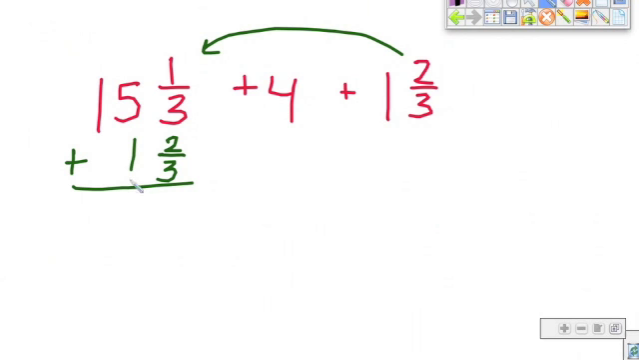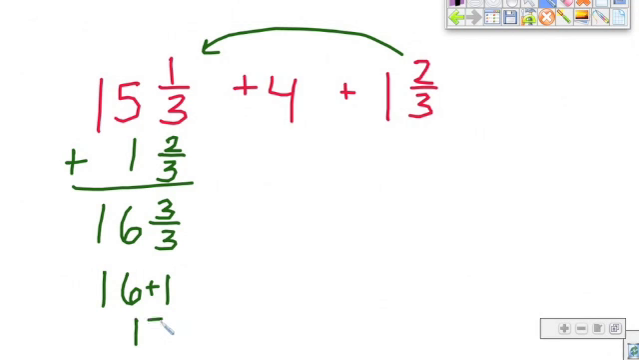So I have common denominators. Good, that's always exciting. So I just keep the denominator the same. And I add the tops. 1 plus 2 gives me 3. And then 15 plus 1 gives me 16. Well, we know that 3 over 3 always equals 1 whole. So this is actually now 16 plus 1, which is 17.